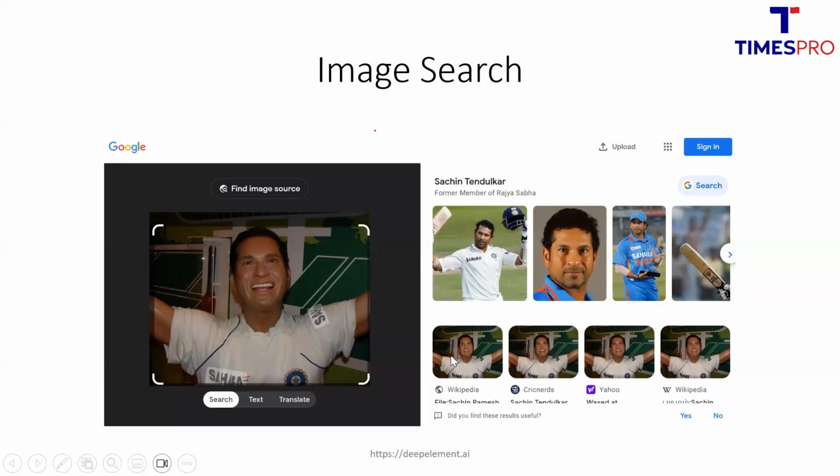And not just that, it has also identified that this is Sachin Tendulkar, and it has returned other images of Sachin Tendulkar, not just the wax statue image, but normal images of Sachin Tendulkar. So this also relies on vector embeddings. Behind the scenes, all the images would have been stored in the form of vectors in a vector database. And when a query goes, it goes to that vector database and results are retrieved.